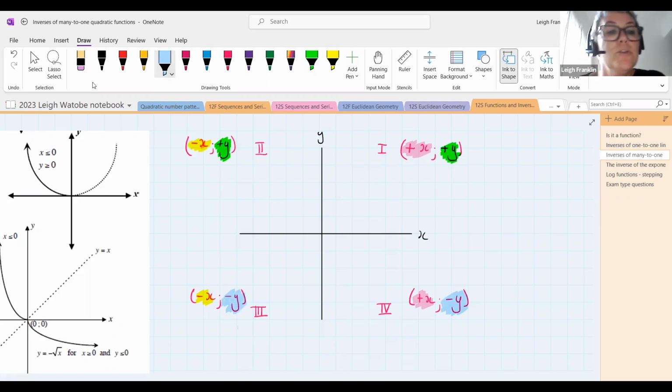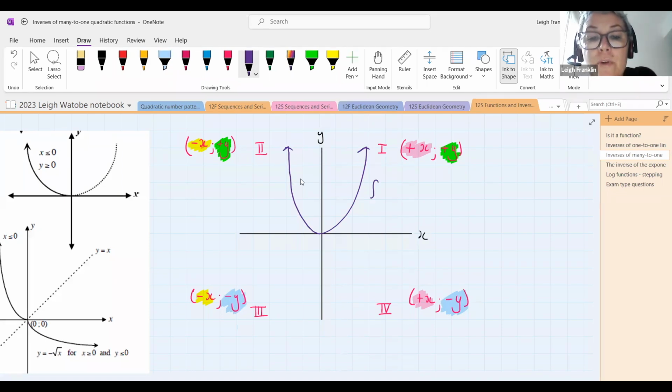Okay, so we have our original function. Let's draw it in purple. There's our original parabola. There's the one arm, and there's its other arm. Okay, this is the graph f of x equals x squared.